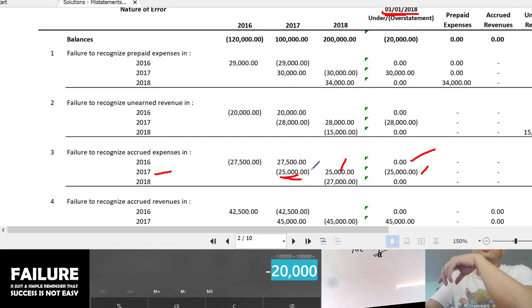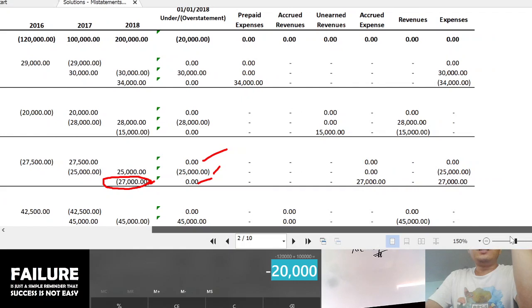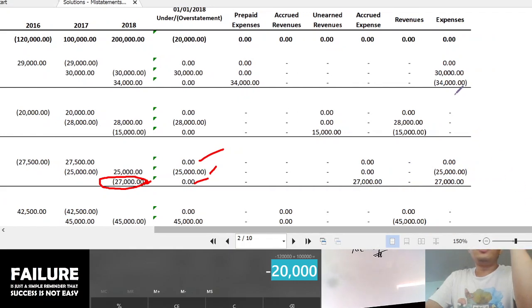So the effect of that error is just this for now. For this, again, the error at the end of 2018 has no effect on our beginning retained earnings, because this error happened at the end of the year. However, that will affect your individual or specific account. Again, there is no effect on our accrued expense at the end of the year, because in general, during the year, it has already counterbalanced.